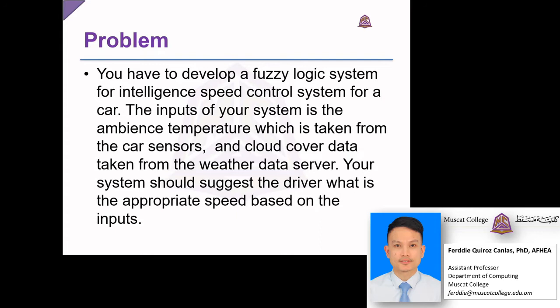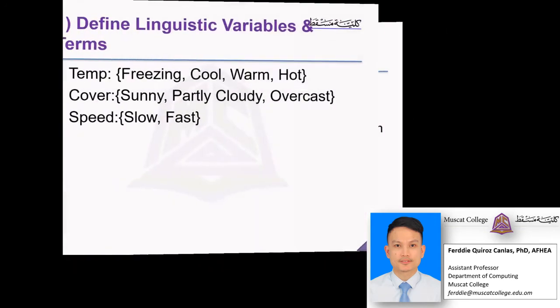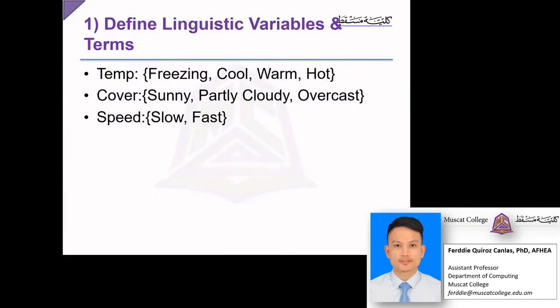So if you remember on the past discussion, we have these categories of the temperature. Under the temperature, we have 4 categories: freezing, cool, warm, and hot. For the cover, we have these 3 categories, which is sunny, partly cloudy, and overcast.